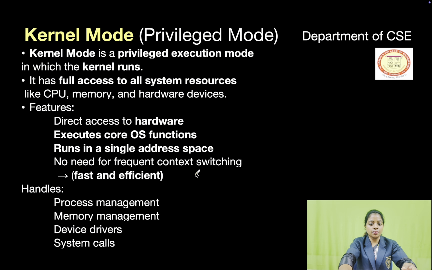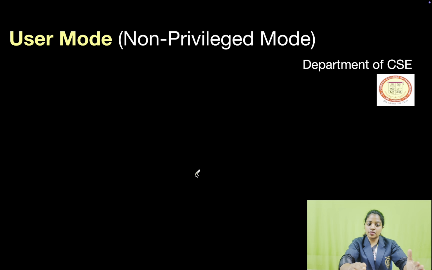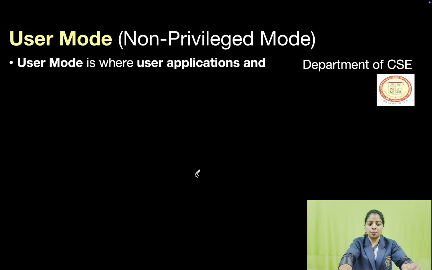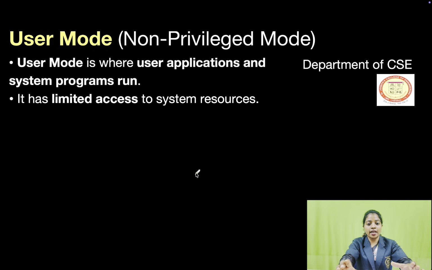The next mode is user mode. We have seen that the kernel is a privileged mode, and the kernel runs in kernel mode, whereas user mode is a non-privileged mode. User mode is the place where user applications and system programs run. It has only limited access to system resources, whereas the kernel has full access to system resources.